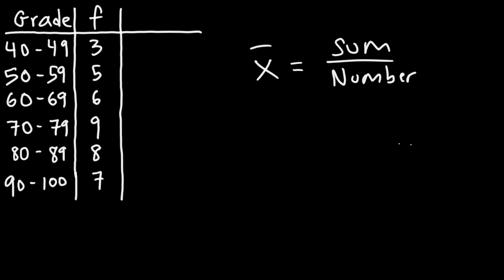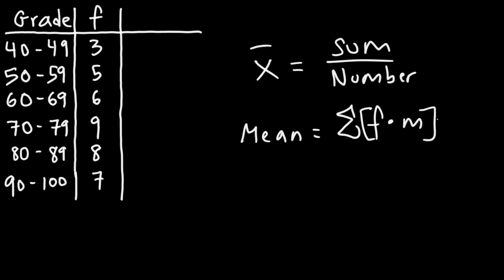But for a group frequency table, the mean is going to be something similar, but that equation will be modified a bit. It's going to be the sum of the product of the frequency values times the midpoint, because we can't really use an individual score here since we have an interval. So the best ideal individual score would be the midpoint of each grade interval. So it's going to be the sum of the frequency times the midpoint divided by the sum of the frequency values. And so that's the formula that we need to use in order to calculate the mean.